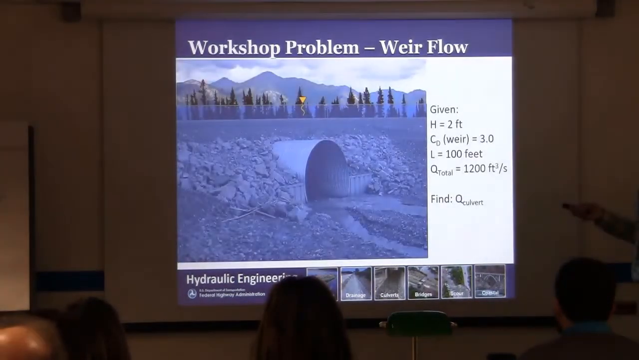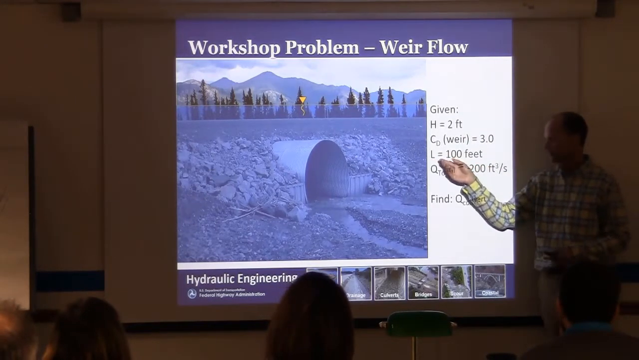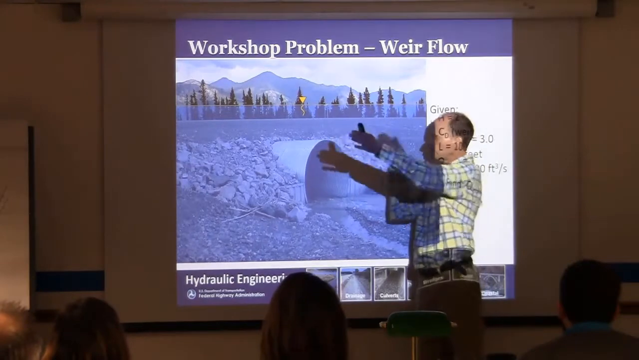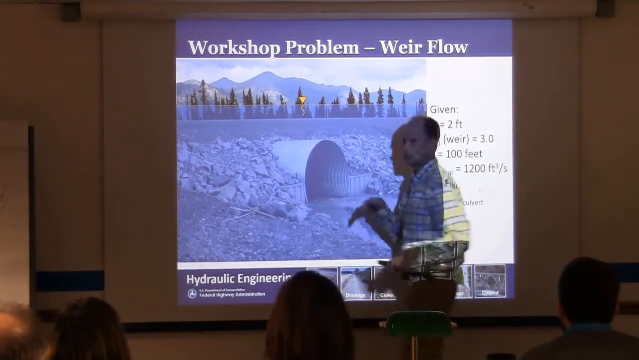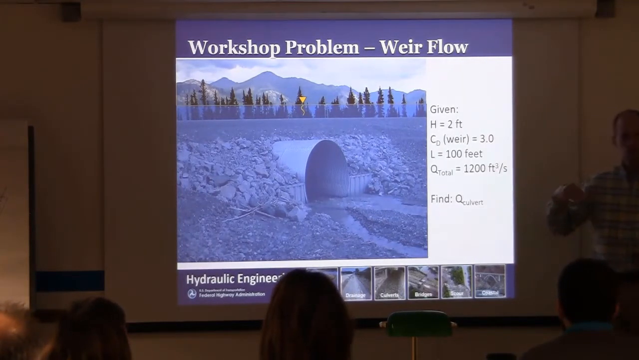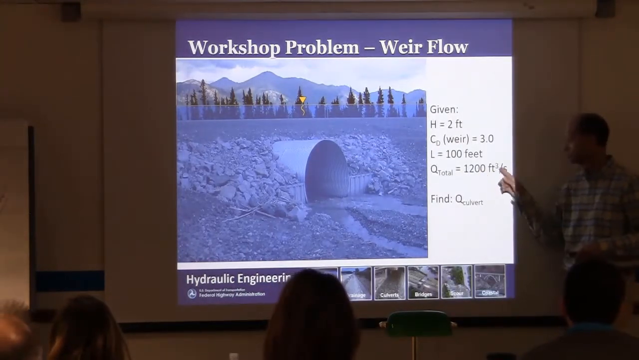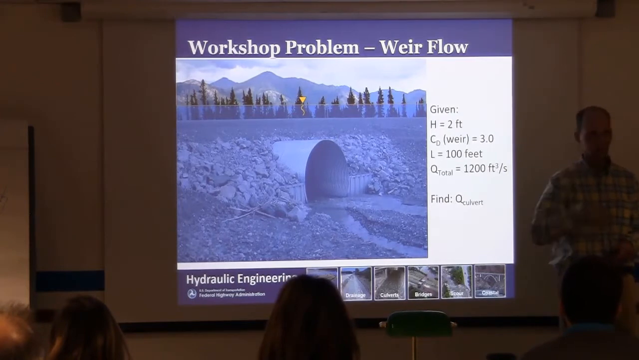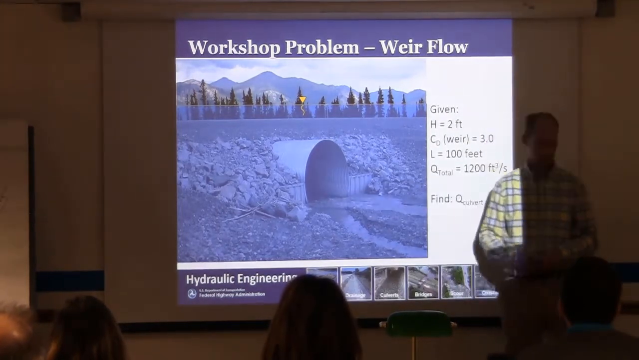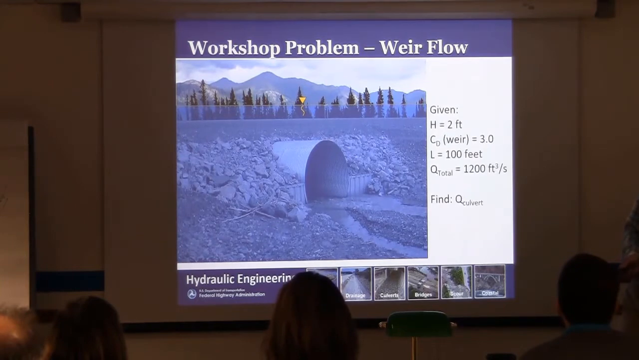All right. So we have the H, and the coefficient of discharge we're going to assume is around 3. The length of the weir, and again, that's perpendicular to the flow direction, because that's like this. For this example, assume 100 feet. Assume that the total flow coming down towards this culvert is 1,200 cubic feet per second. And your job is to find the flow through the culvert. So think about that. You also have a couple minutes to ponder this in the morning, and then we'll talk about it. See if we all are okay with what we're talking about.